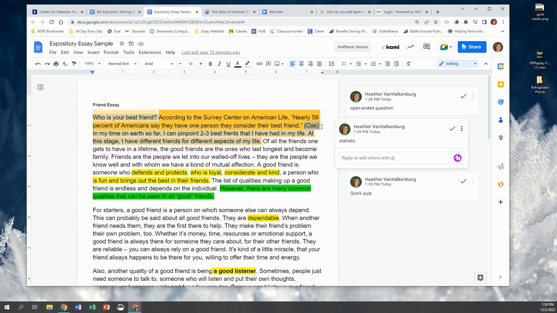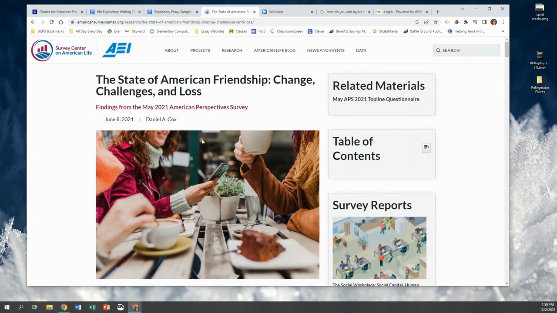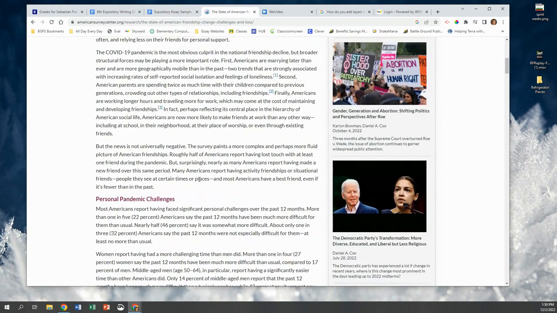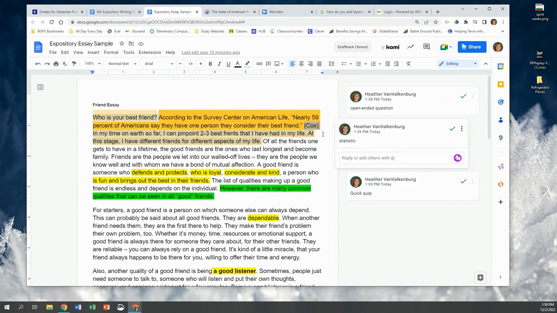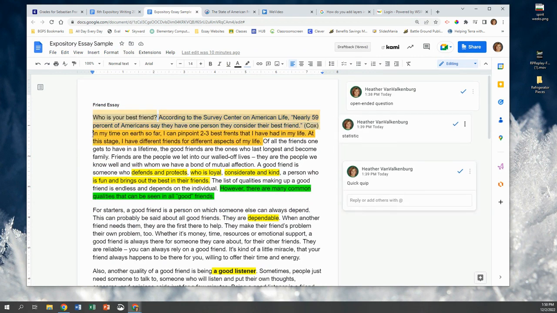This is a little bit more specific to the 8th grade requirements. You as 6th graders are not required to do this, but it is something that you can try if you feel comfortable with. And that just means that I'm going back to the article where I found it. And this is the article that I found that quote in. And the author of this article is Daniel Cox. So his name is in parentheses. Okay. Again, not a requirement for sixth grade, but something to try if you feel confident in that.